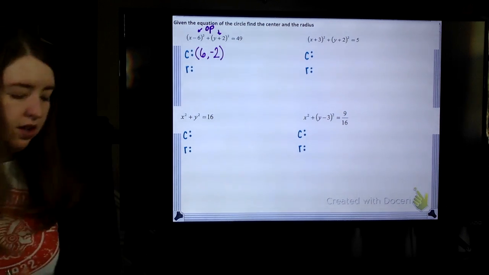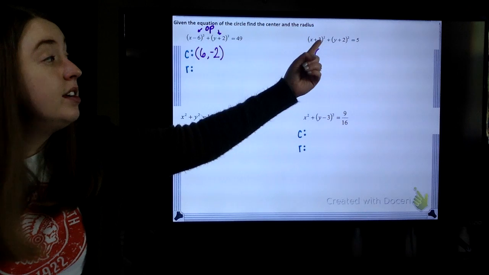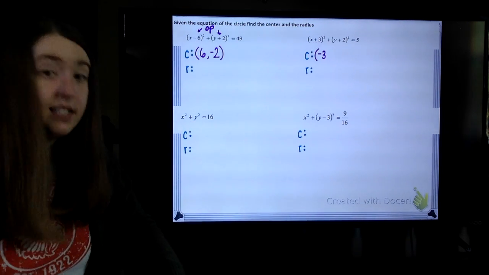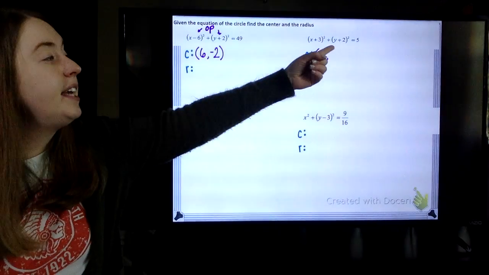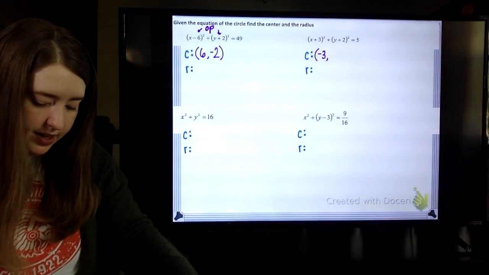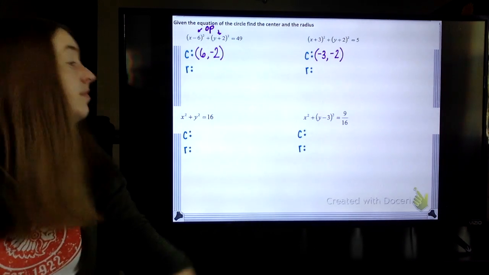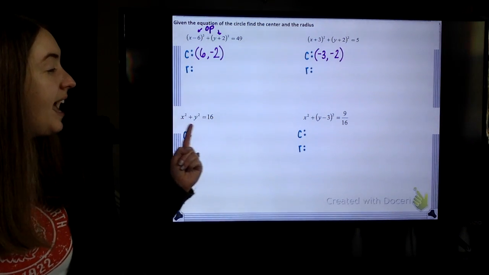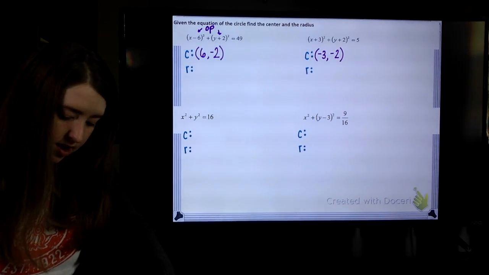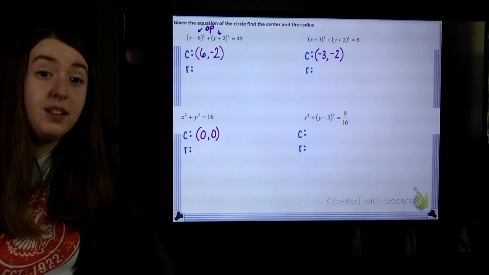Over here, remember, it's supposed to be the opposite. So I have a positive 3 here, which means I have a negative 3 in my center. I have a positive 2 here, which means I have a negative 2 in my center. There's nothing being added in there for x or y, and the number of nothing is 0, so my center there will be (0, 0).